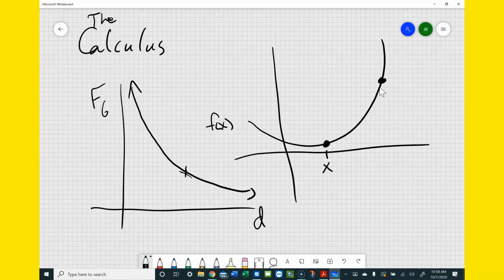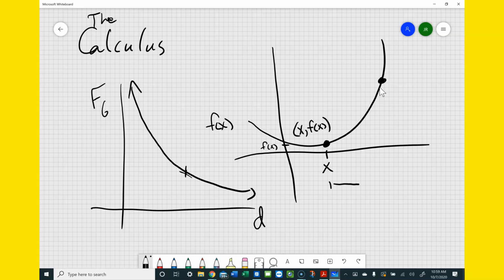So if I call this x, and then this is the point x, f of x. Okay, so the y coordinate of that point we can call f of x, because it will be calculated according to some function with an x in it.